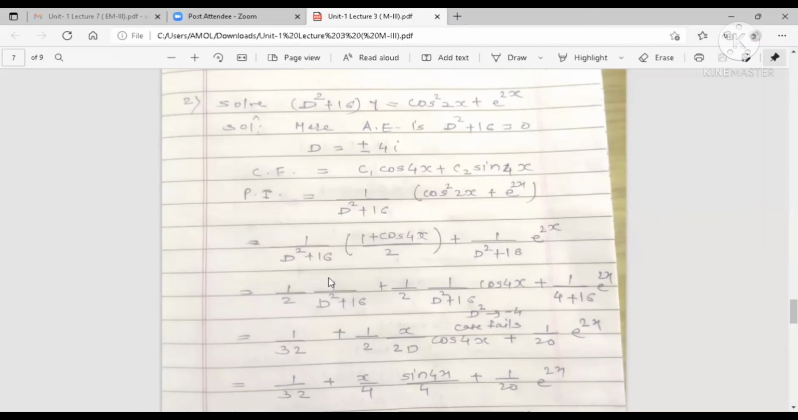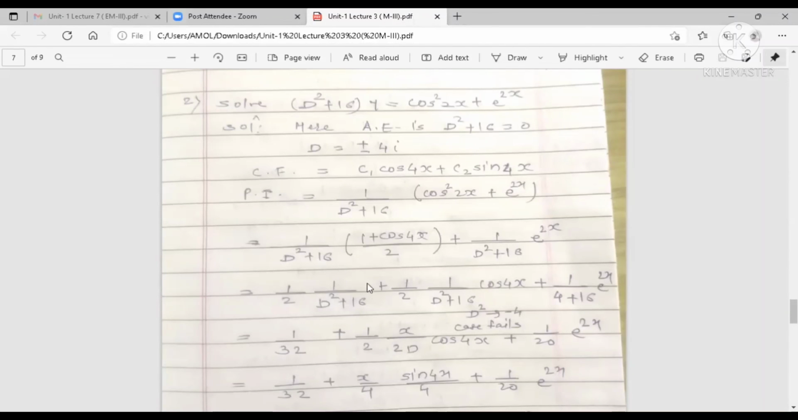Separate these two terms. Now again there are two terms, 1 plus cos 4x, and 1 by 2 is common for both. So separate both the terms: 1 upon 2 into 1 upon d square plus 16, plus 1 by 2 into 1 upon d square plus 16 into cos 4x, plus 1 upon... well, solve this term here. When there is exponential function, we replace d by the coefficient. The coefficient is here 2, so replace d by 2. 2 square 4 plus 16 into e raised to 2x. And so this 1 by 2 as it is.